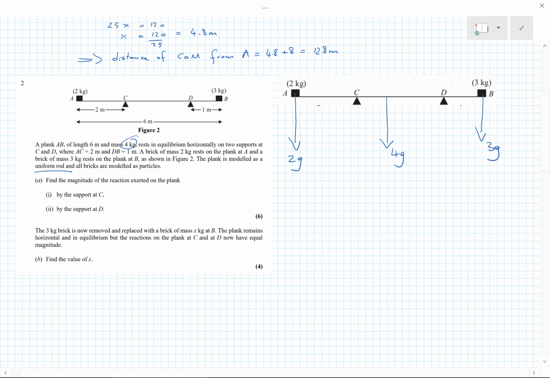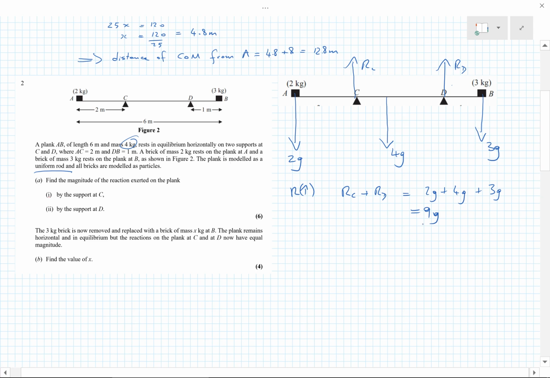Now, the question, a fairly standard thing: find the reactions at the supports, RC and RD. Again, resolving vertically is a good equation to get. I could do it afterwards, but I'm going to do it now. RC plus RD is all of these masses added up together, so that's equal to 9g.